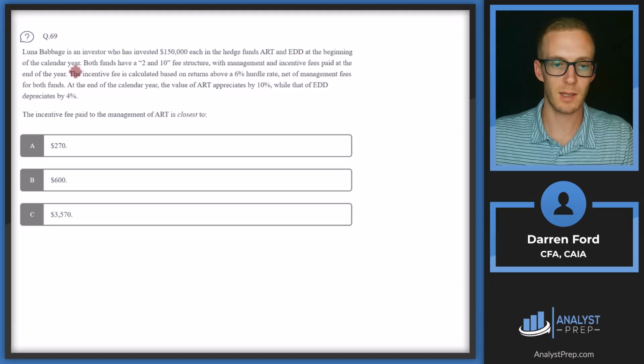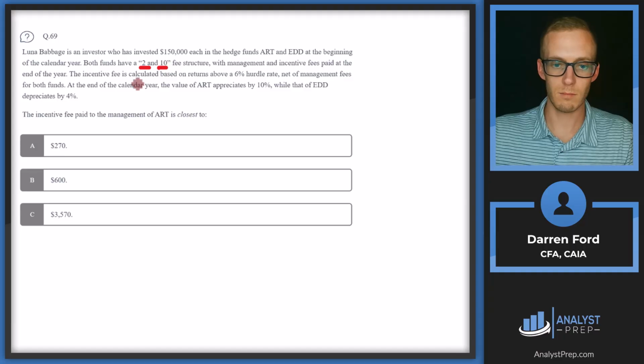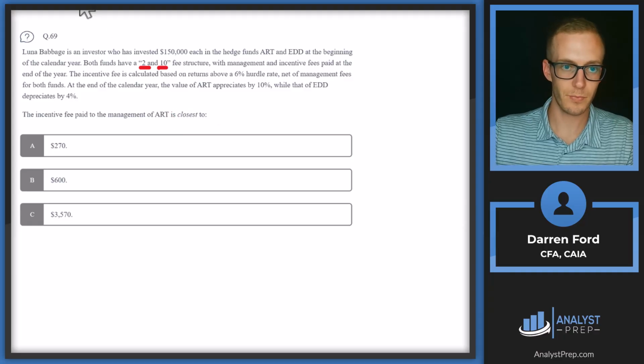EDD. At the beginning of the calendar year, both funds have a 2 and 10 fee structure, which is 2% management fee, 10% incentive fee, with management and incentive fees paid at the end of the year. Incentive fee is calculated based on returns above a 6% hurdle rate, net of management fees for both funds. At the end of the calendar year, the value of ART appreciates by 10%, while that of EDD depreciates by 4%. The incentive fee paid to the management of ART is closest to.